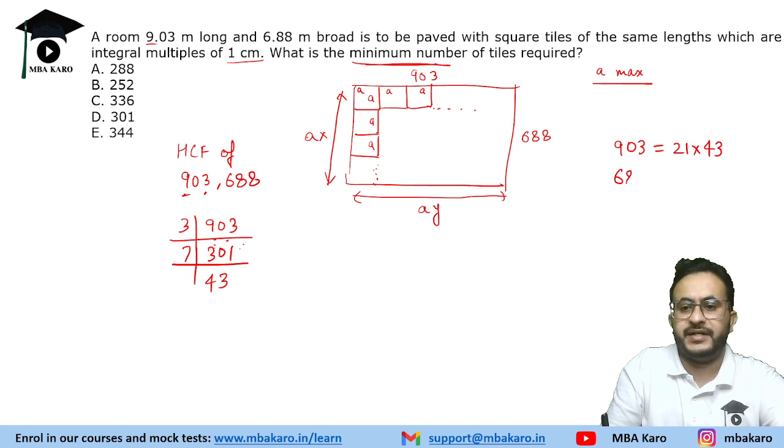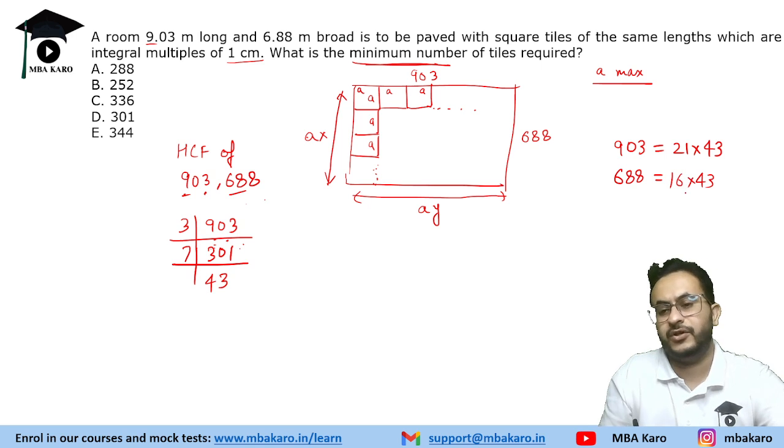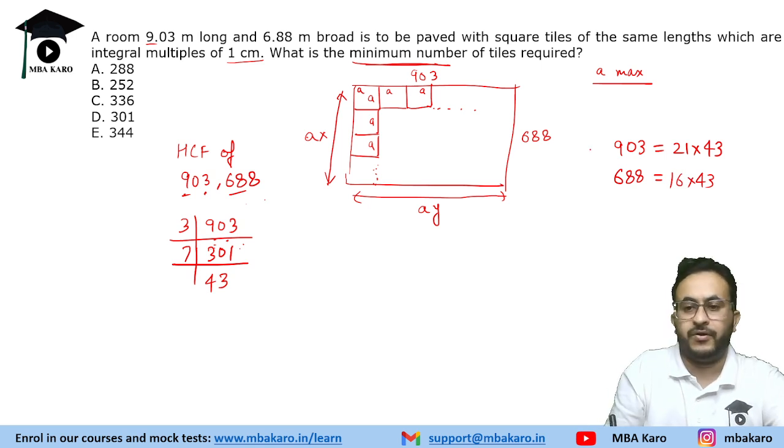And what is 688? Ideally, try to divide by 43. 43 into 16 is 688, so 688 is 16 into 43. Now, how do we find the number of tiles required?